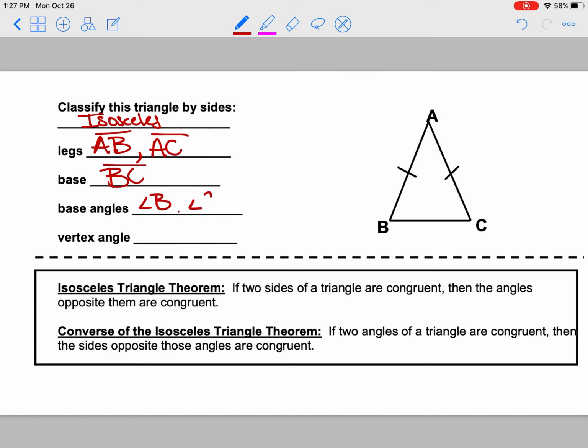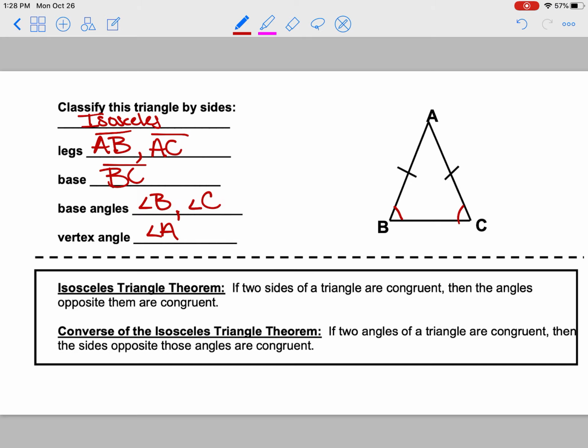Base angles are on either side of the base, so we would say angle B and angle C. And our vertex angle is the one that connects the two congruent sides, so that would be angle A. So with an isosceles triangle, basically what these theorems are saying is if you know the two sides of the triangle are congruent, then the angles opposite them would be congruent, which would be your base angles. So if I know my two sides are congruent, I can go ahead and mark my base angles congruent.